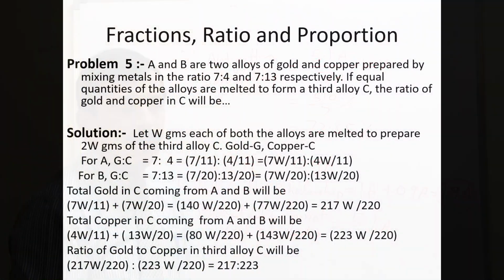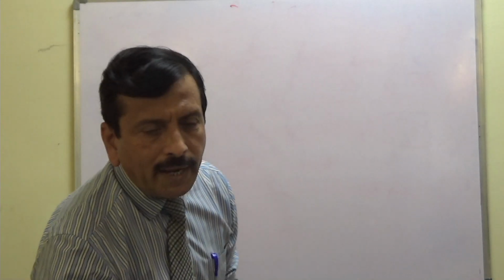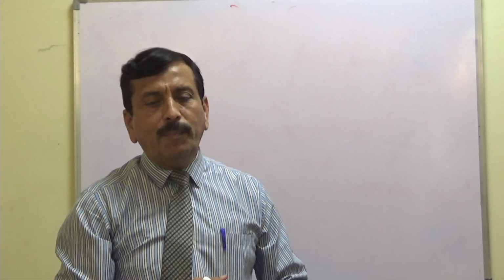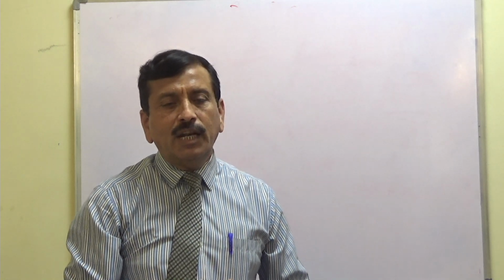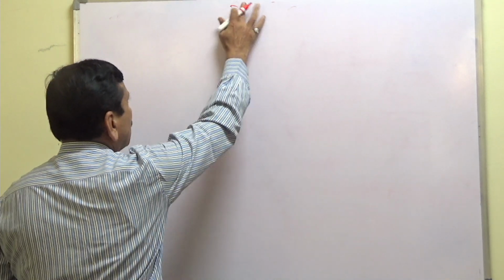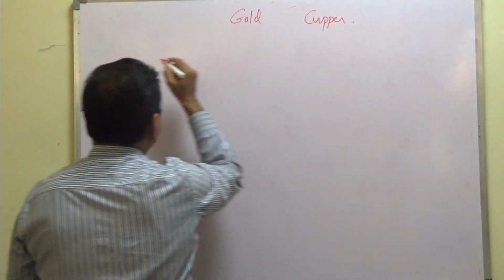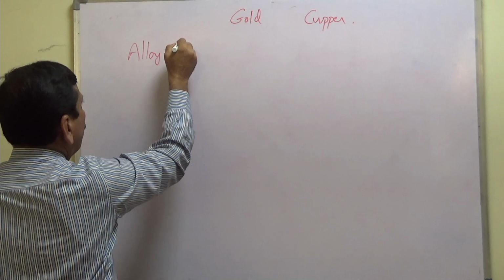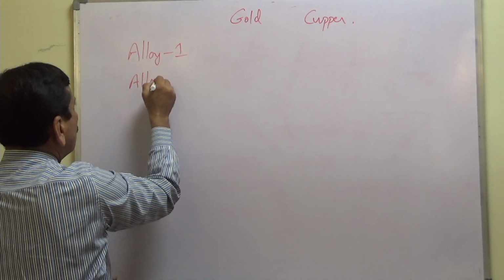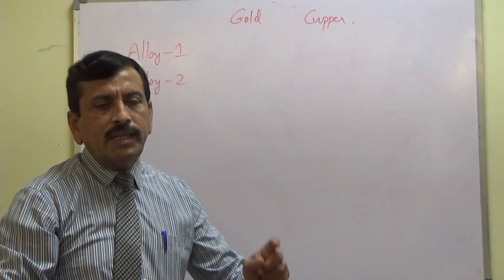Now read the problem carefully and try to understand it. It is using the ratio proportion concept twice. Let's see. A and B are the alloys of gold and copper prepared by mixing metals in the ratio 7:4 and 7:13. Now this is gold, this is copper, this is alloy 1, this is alloy 2. Now alloy 1 is in ratio 7:4.